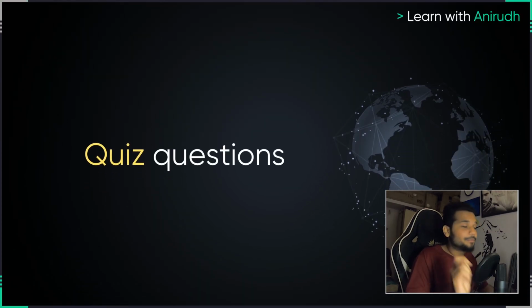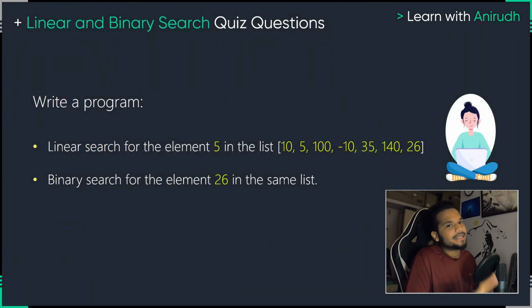As I told you, I'm going to be giving you guys a small quiz. Now that you know the logic, now that you know how to implement it, do take a second to get to the comment box, and just find the element 5 in the list. Do a linear search for it, find the element 5. Do the binary search for it and find the element 26. And let me know if you guys could actually do this.